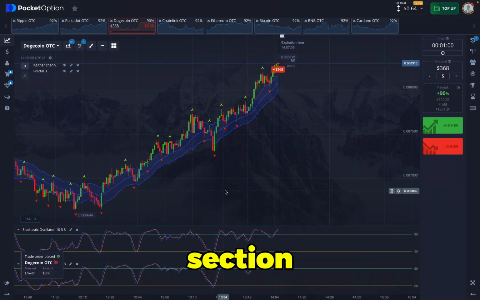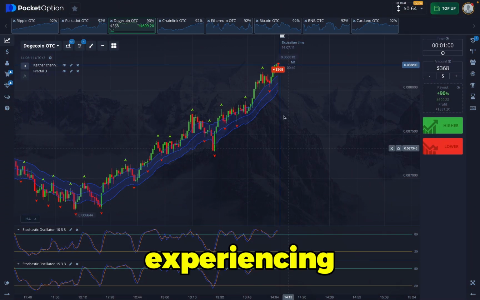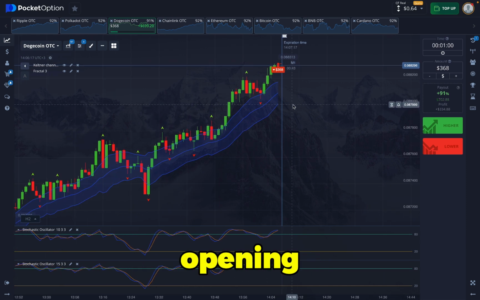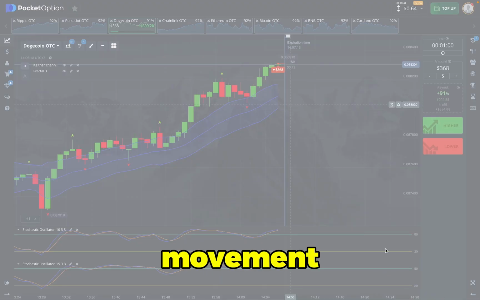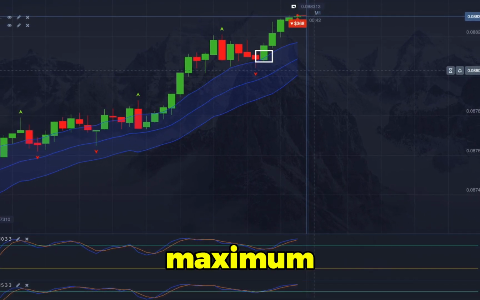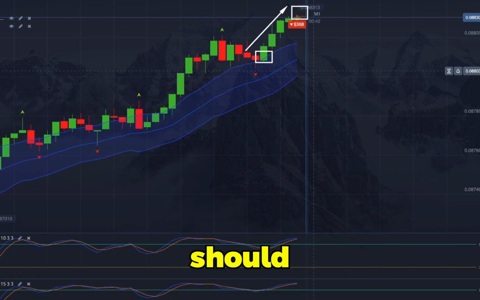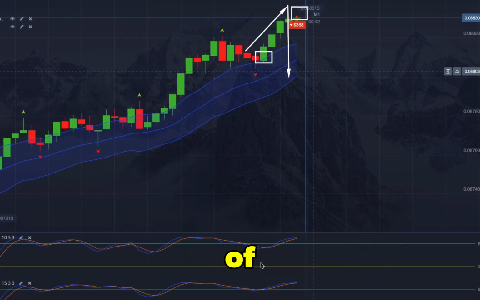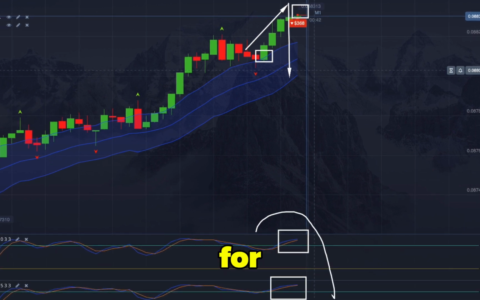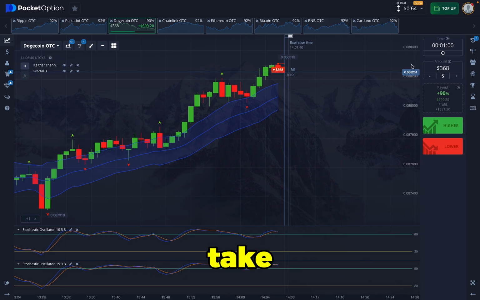For the last section of the movement, we are currently experiencing the formation of a global maximum, and in general, all the conditions for opening a downside trade have been met. The movement has moved outward through the Keltner channel, followed by the formation of the same maximum, and a downward pullback of the dynamic should follow, as well as the moving lines of both oscillators are in overbought areas. So I will wait for a reversal down. Let's take a look.